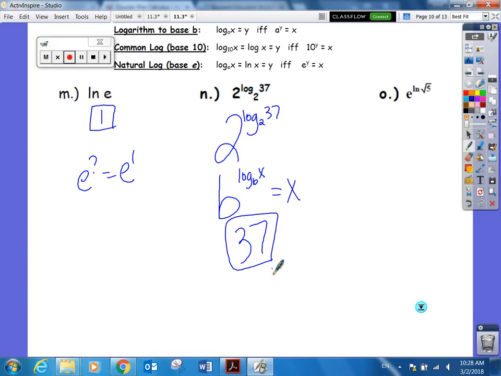Same thing for here. This e just means it's a natural log. So these are really the same properties. Logs can have any bases. Natural logs only have a base of e. So that answer is root 5. So your homework today looks kind of long, but some of them are this easy. Like you're going to go through 10 of them in a minute, okay, if you use those properties.